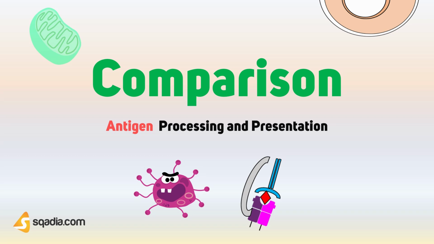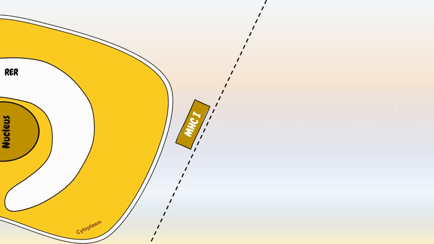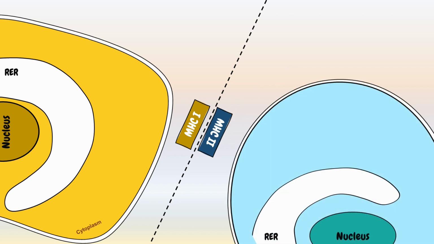In this section, we will study antigen processing and presentation by comparing MHC class 1 and MHC class 2 pathway. So, let's study these pathways through comparison. This is MHC class 1 pathway. This cell can be platelet or white blood cell. And this side shows MHC class 2 pathway. This cell can be dendritic cell, macrophage, B cell, or monocytes.